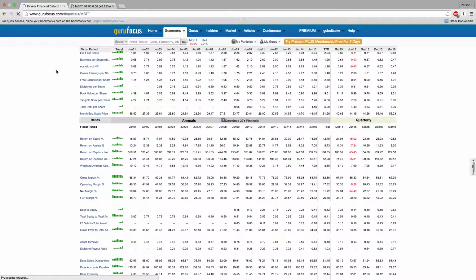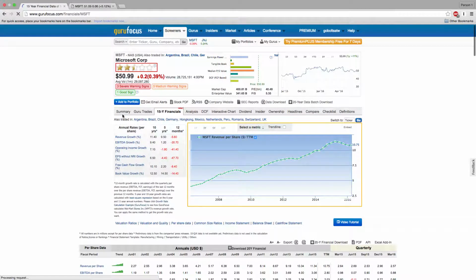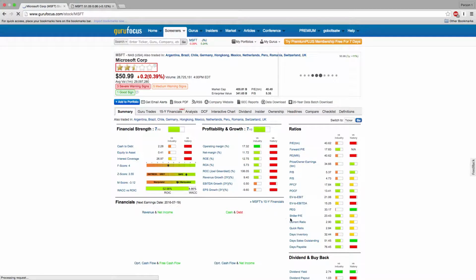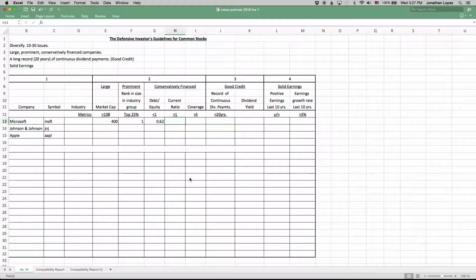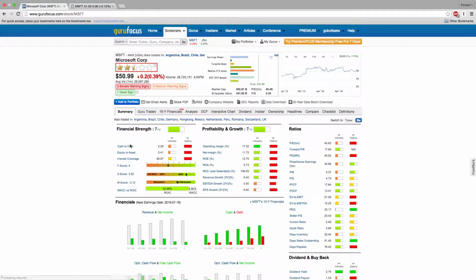Current ratio: go back to Guru Focus. Scroll up. Hit summary. And the current ratio is right here. Current ratio 2.9. Coverage, also on the summary page, interest coverage 26.97.